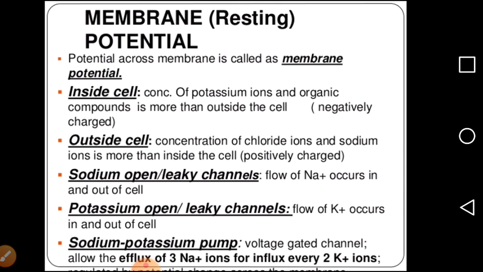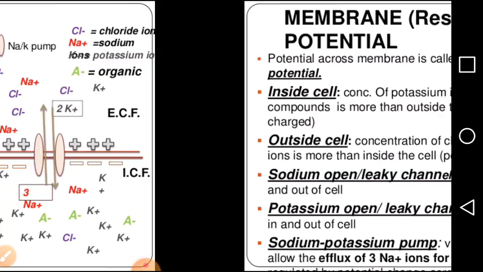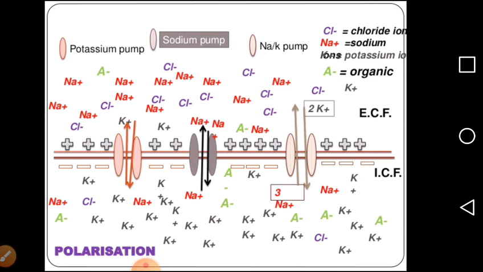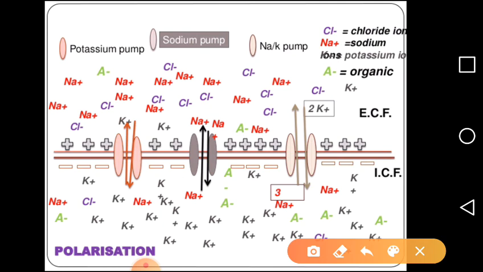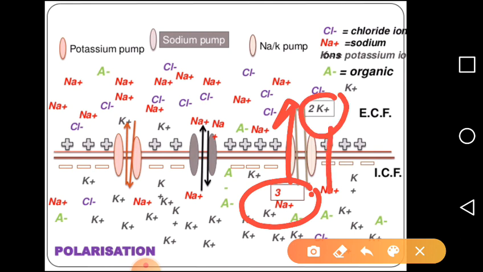There are certain sodium open channels, which are also called sodium leaky channels, potassium leaky channels, and the sodium potassium pump. As the name indicates, sodium channels allow the passage of sodium ions, potassium channels allow the flow of potassium ions, and the sodium potassium pump allows the movement of 3 sodium out and 2 potassium in. As you can see over here, 3 sodium are moving out and 2 potassium are moving inwards. So the sodium potassium pump causes movement of 3 sodium ions out and 2 potassium ions inside.